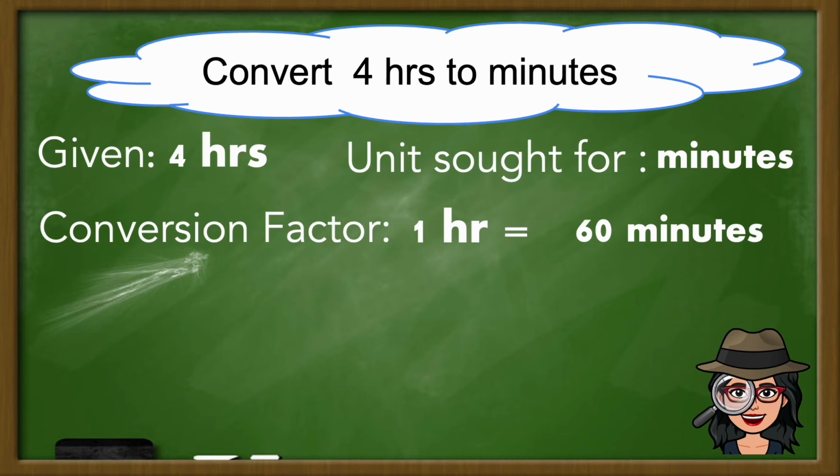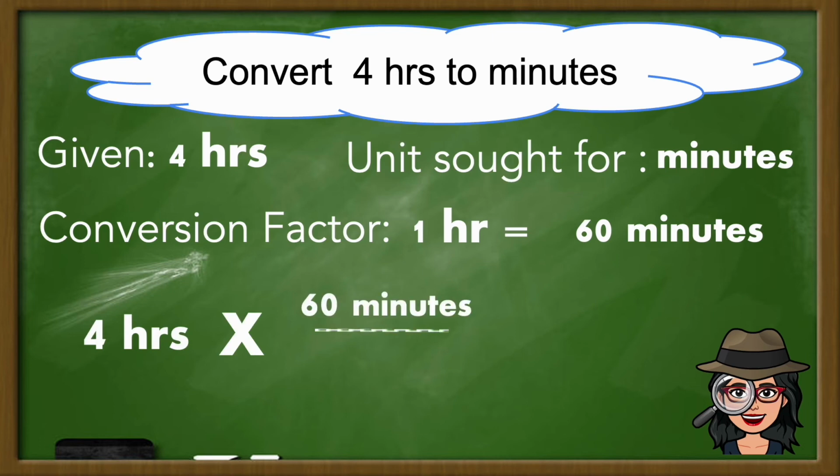So let's proceed with our equation. 4 hours times 60 minutes divided by 1 hour. So we will cancel out the unit hour. So the remaining here will be 4 times 60. That will be equivalent to 240 minutes. Therefore, 4 hours is equal to 240 minutes. Easy, right?